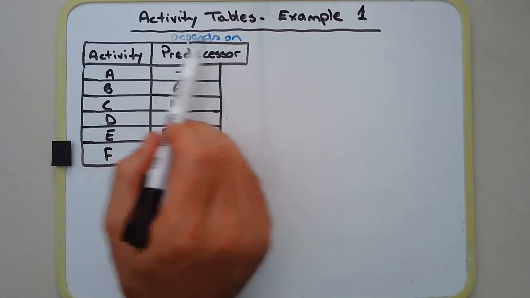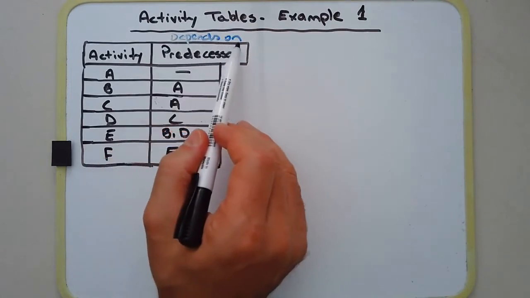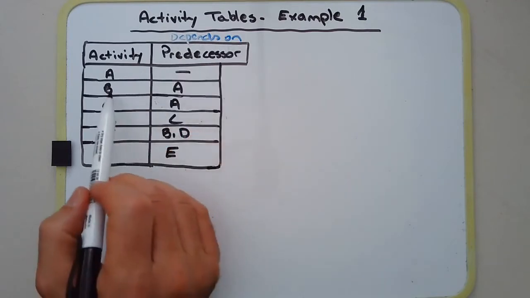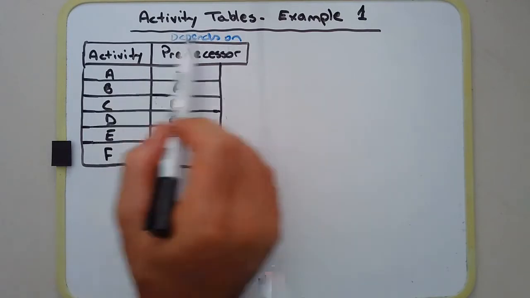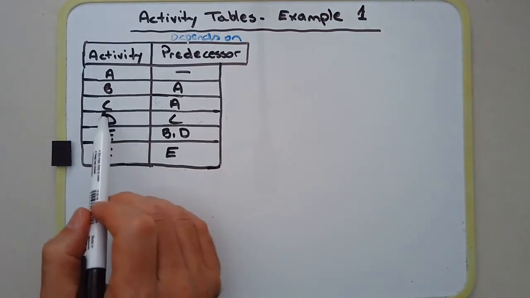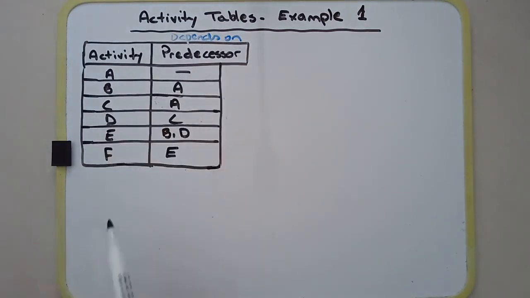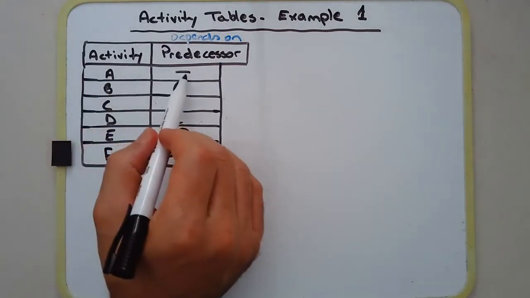Now I've just written in blue up here, and you might want to get into the habit of this. The word predecessor really just means depends on. So B, for example, activity B depends on A. Activity C also depends on A. Activity D depends on C, and so on. Okay, activity A doesn't depend on anything.